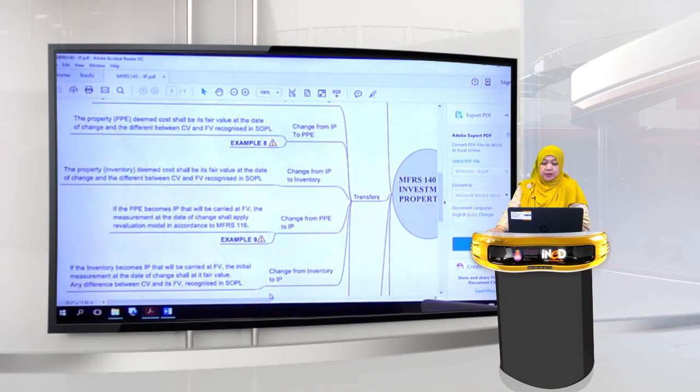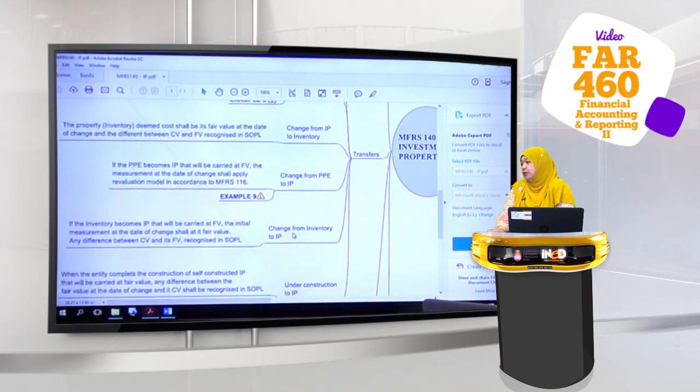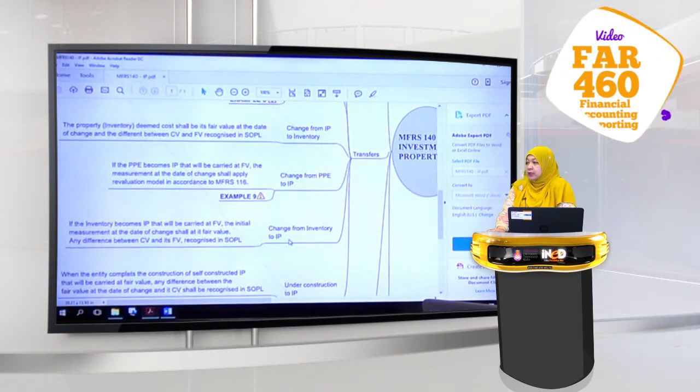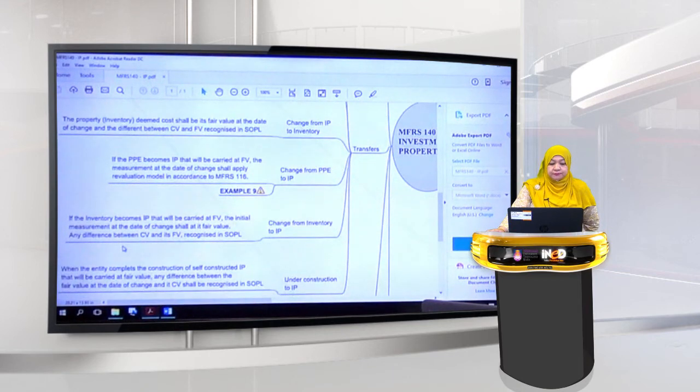If we decide to change from inventory to IP, that is the classification change from MFRS 102 to MFRS 140. If the inventories become IP that will be carried using fair value, then the initial measurement at the date of change will be the fair value as well. So any difference between the carrying value and the fair value will be recognized in the statement of profit and loss.